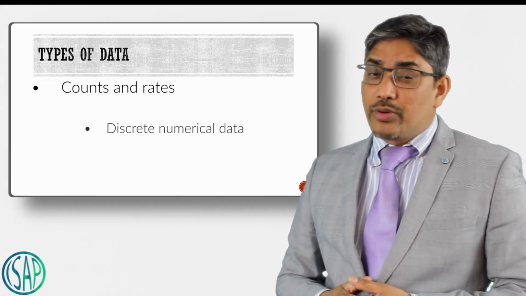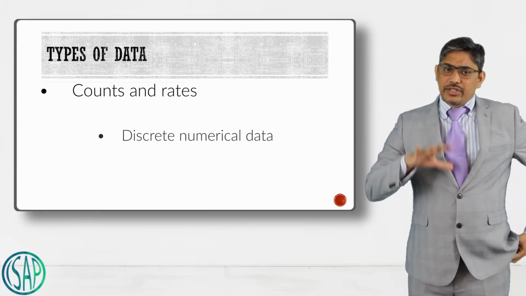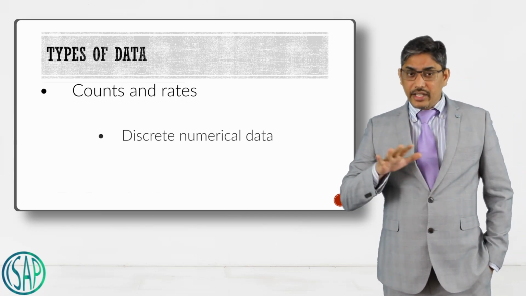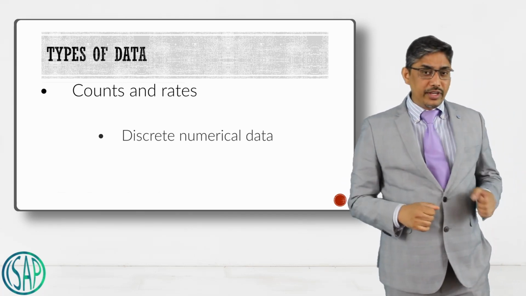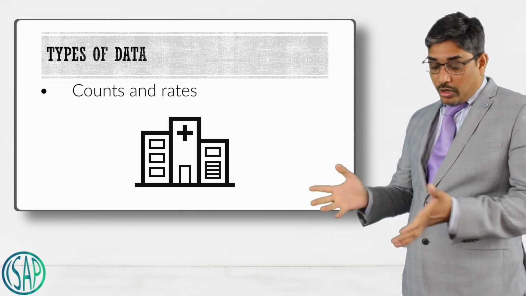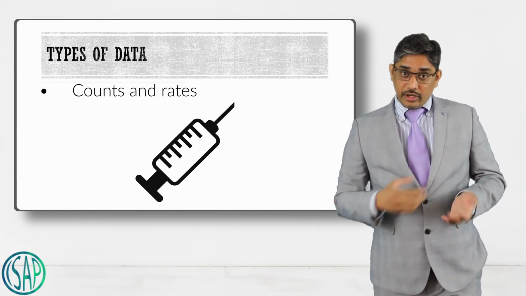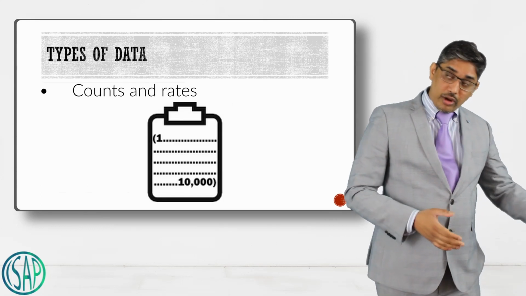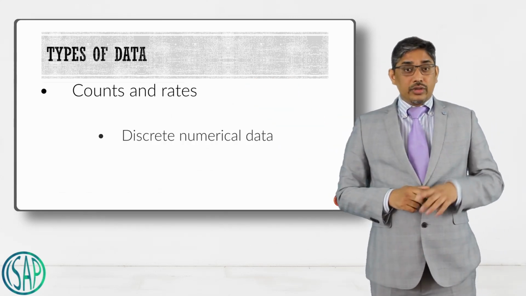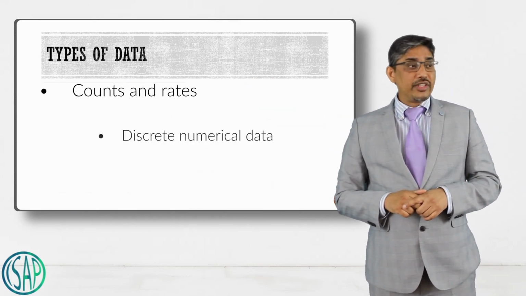One more thing is the counts and rates. Counts and rates are nothing but discrete numerical data. Like for example, in day-to-day life, if you go to hospital, you get a blood test done. So you get a white cell count. It can range from 1 to several thousands. So those are examples of counts and rates.